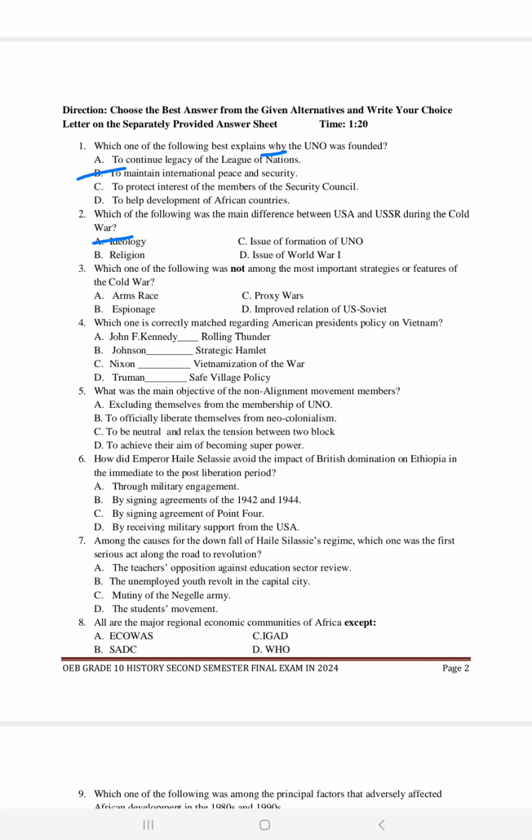Question number 3. Which one of the following was not, you have to understand such questions, not among the most important strategies or features of the Cold War? A, arms race. Yes, it is one of the strategies of the Cold War. B, espionage. Yes. C, proxy war. Yes. D, improved relation of USA and Soviet. D is not the correct one.